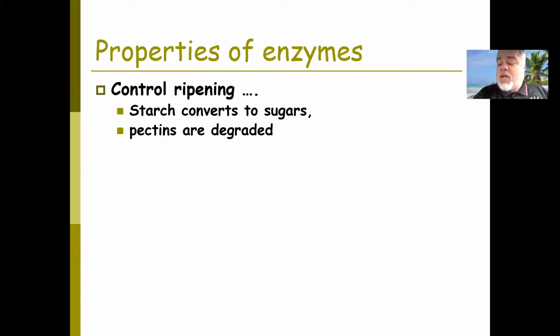Properties of enzymes. What do they do? Well, for the plants, they're controlling ripening. They're doing important work. Starches are broken down into sugars. Pectins, which are substances that are in high levels in apples that are unripe, the pectin goes down as apples ripen, in other fruits.